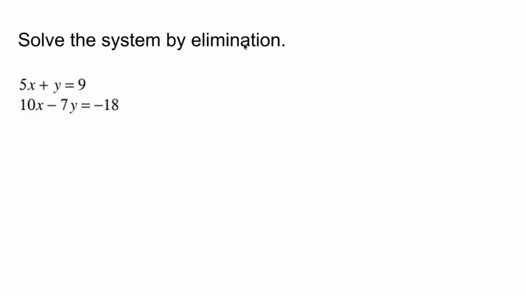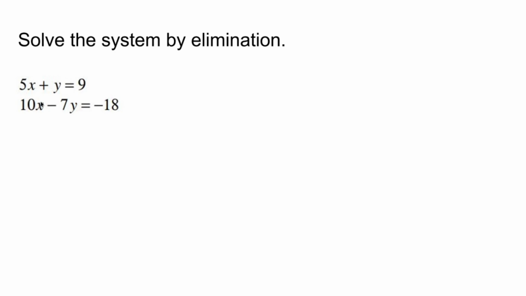Solve the system of equations by elimination. Now, whenever you're using elimination, you're going to want to make sure everything is stacked where it wants to be. In this case, it is. The x is on top of the x's, the y is on top of the y's, the equal signs on top of the equal signs, and the numbers on top of the numbers. It doesn't have to be in that order as long as it's stacked in some type of order.